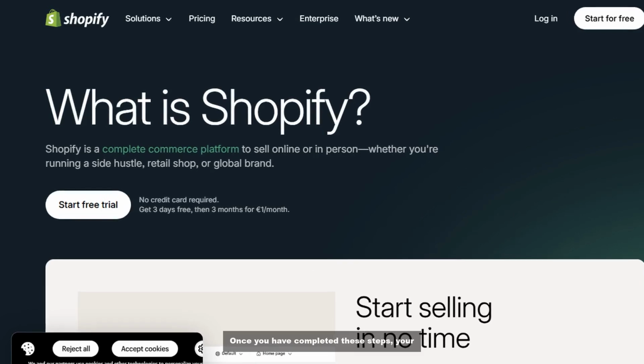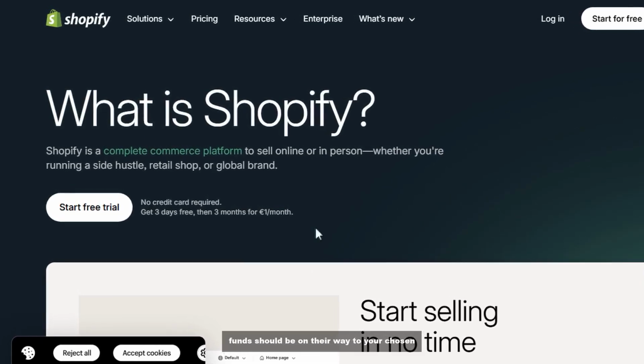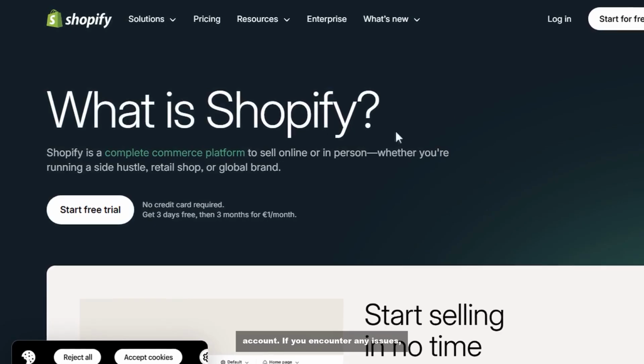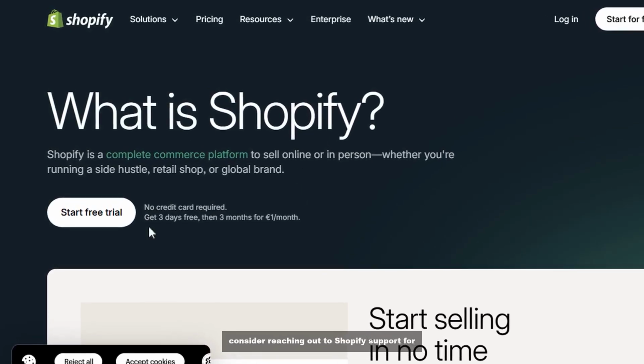Once you have completed these steps, your funds should be on their way to your chosen account. If you encounter any issues, consider reaching out to Shopify support for assistance.